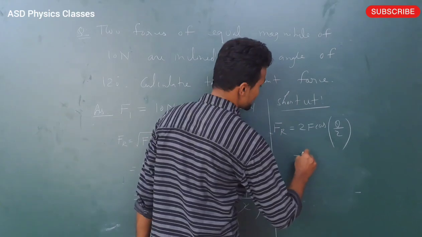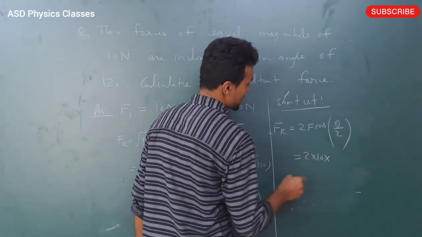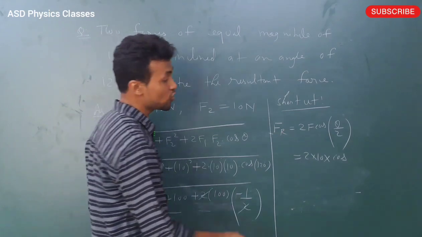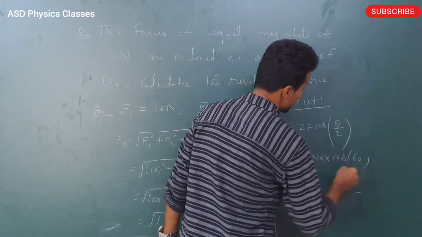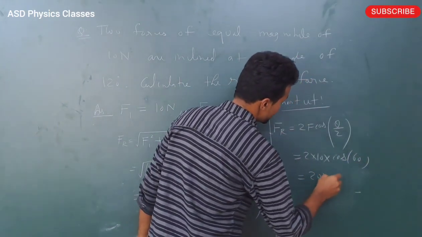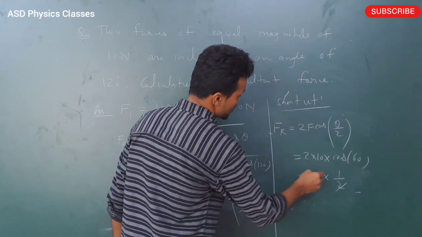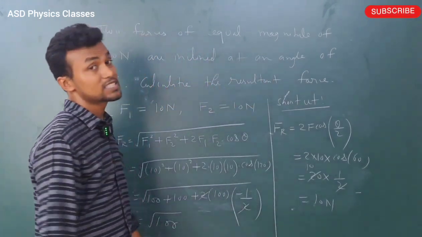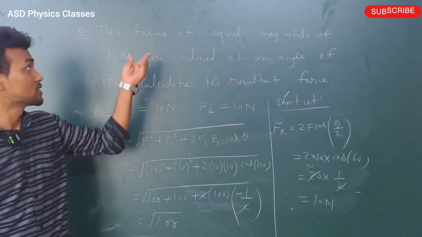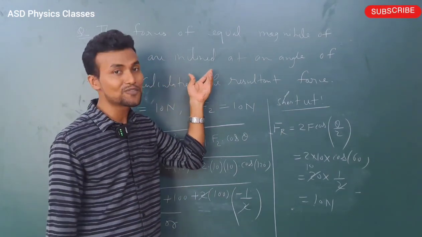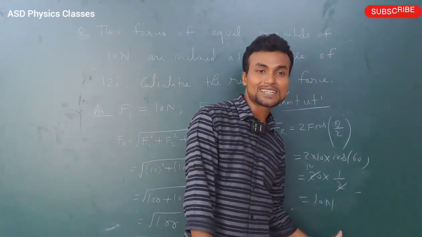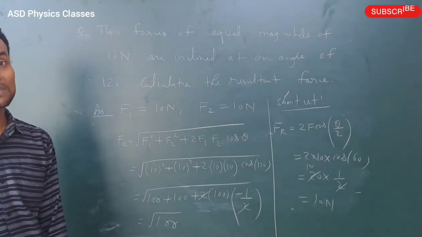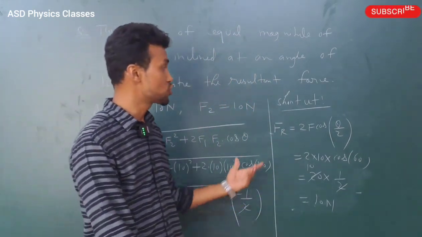So we'll write here directly, 2 into 10 into cos theta by 2. Theta is given 120, and 120 by 2 is 60. Cos 60, and all of you know very well cos 60 value is 1 by 2. So it will become 2 into 10 by 2, 10 Newton. So this is a very special case, because first force 10 Newton, second force 10 Newton, and resultant is also coming 10 Newton. So please remember that in the NEET exam, even in the JEE exam also, they used to ask this condition.